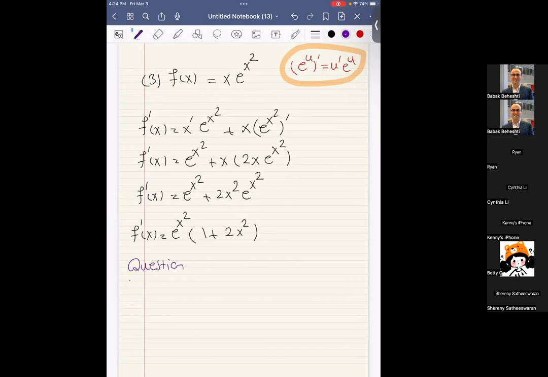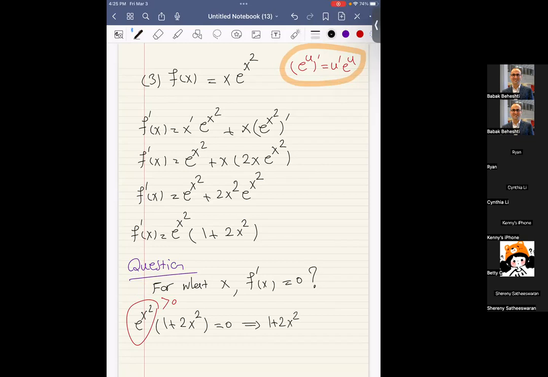The question is, for what x is f prime of x equal to 0? So that is e to the x squared times 1 plus 2x squared equals 0. Because e to the power anything is always positive, this factor is always positive. It cannot be 0. So this implies that 1 plus 2x squared must be 0.